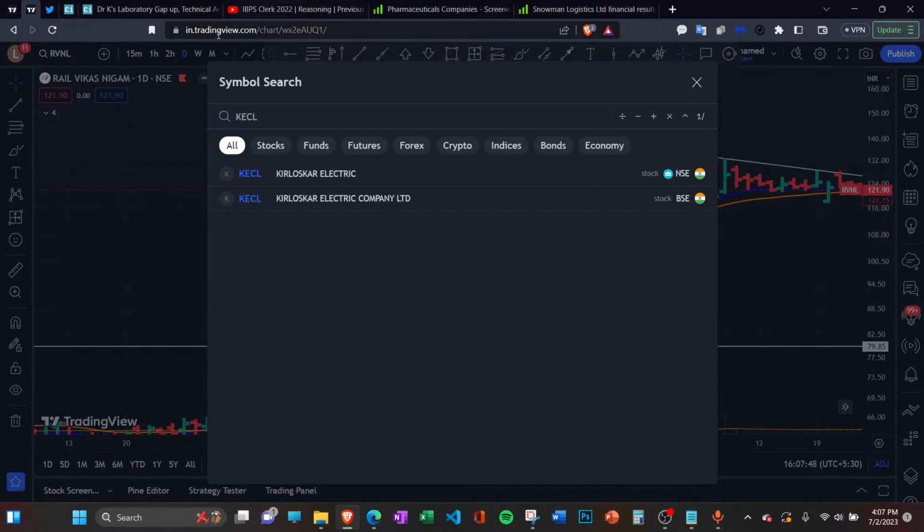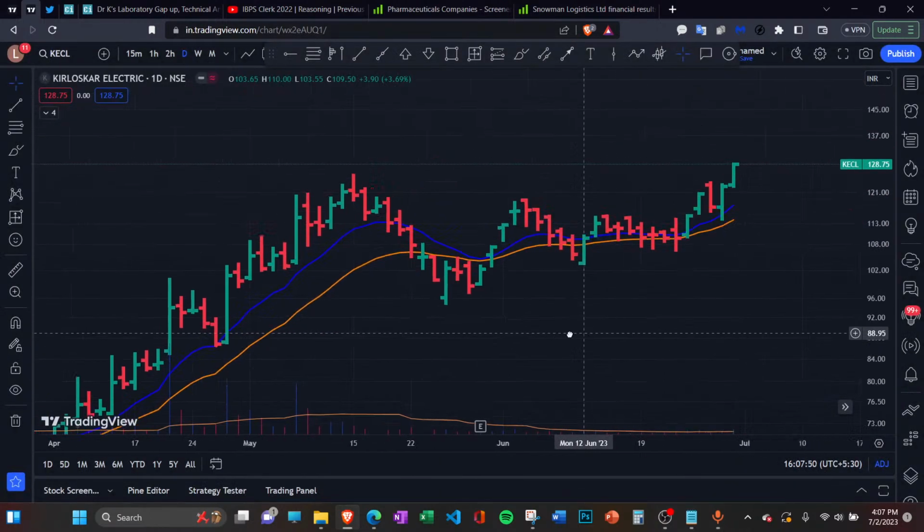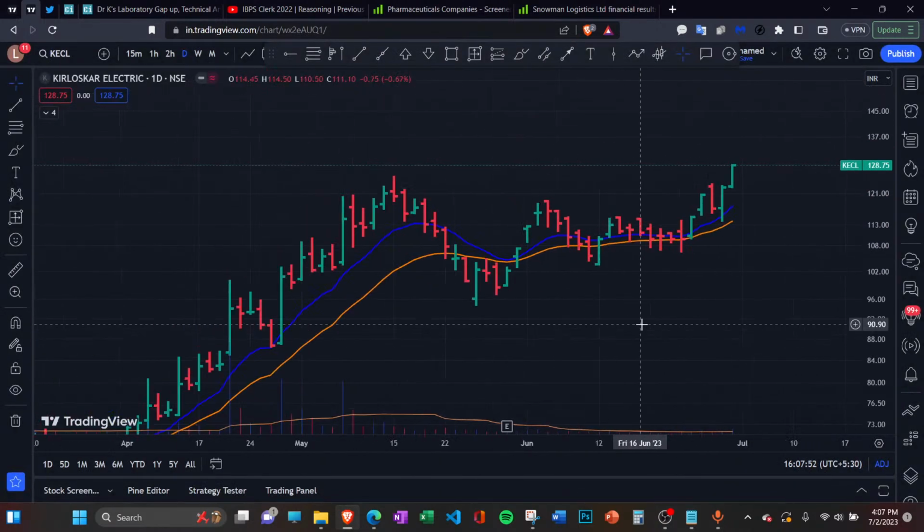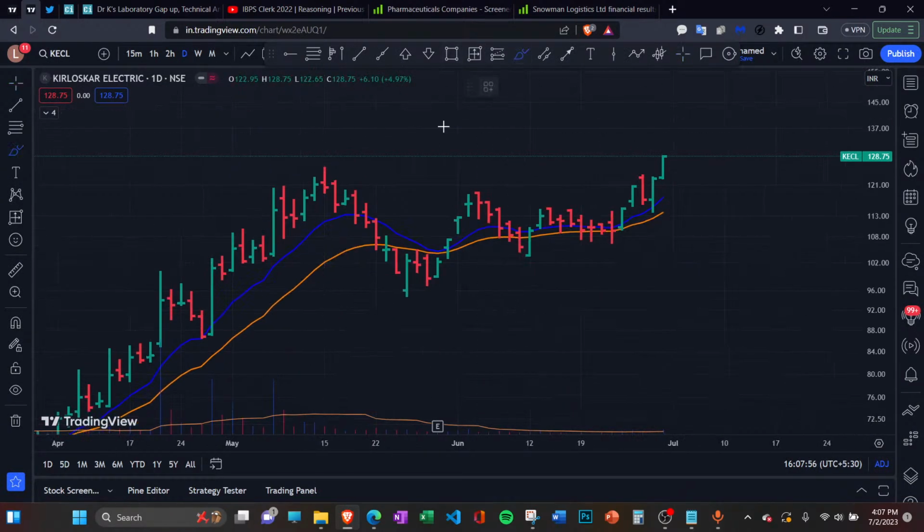I have one more example. This one is a bit of a risky stock, so please don't take any of these stocks as a recommendation, right? Okay, so again, if you see, this is also kind of a VCP. It's a pure VCP, right?